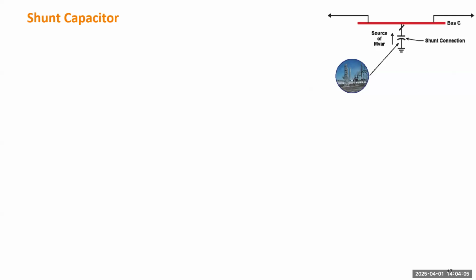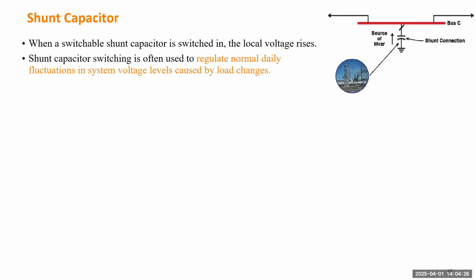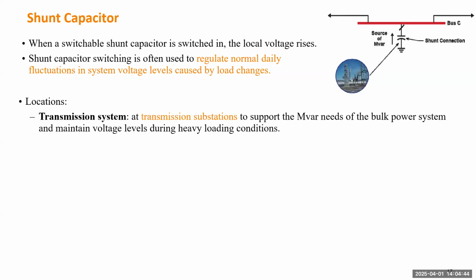A shunt capacitor is very simple. It's just connected to any location where you need some reactive power. It may be far from a generator, so the generator cannot provide reactive power. So you want to switch it in when the voltage is low. Once you switch in the shunt capacitor, it will increase the voltage at this point. It is not an active control device, but it can regulate the normal daily fluctuation of the voltage caused by load change. The location will be in either the transmission system or the distribution system.